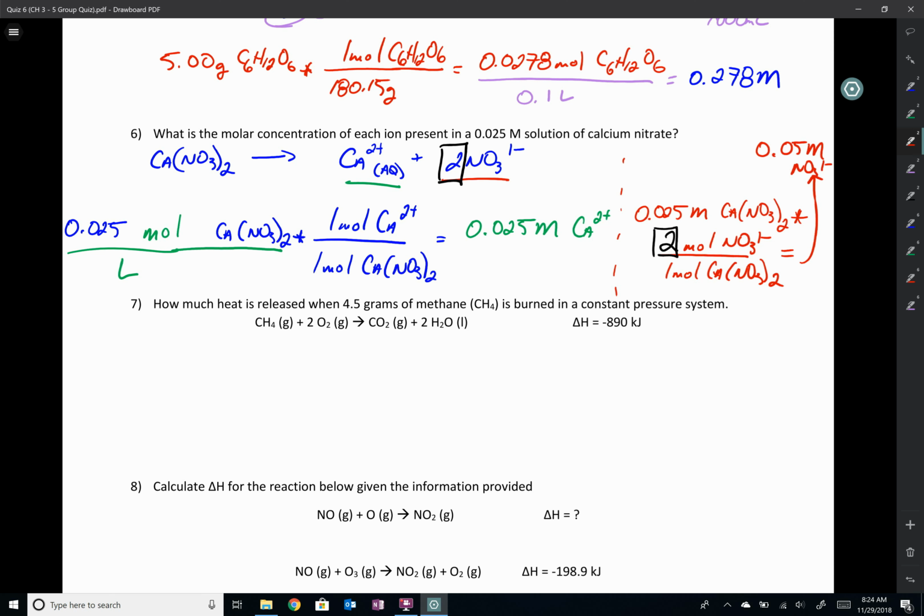So the trick to this is to write the equation where we split calcium nitrate into its respective ions.